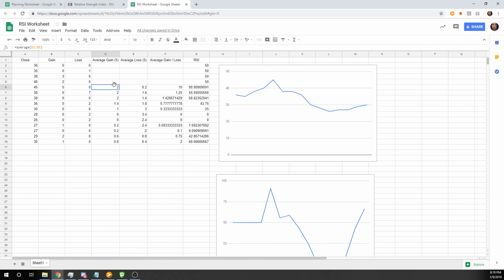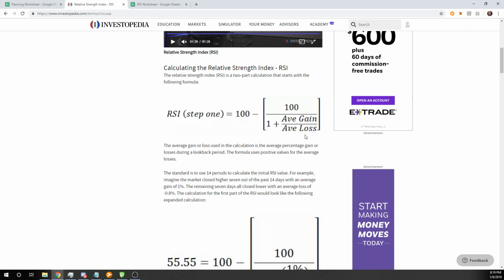Okay, we're doing that for each of these, computing the average gain over a time frame and the average loss over a time frame. We can increase that time frame and make it longer, but we're just using 5 as an example. Right? And then, according to the RSI, here's the RSI right here, we're going to take the average gain and divide it by the average loss. We're going to take the result of that, add 1, divide 100 by that, and then take that and subtract it from 100. And that gives us the RSI.